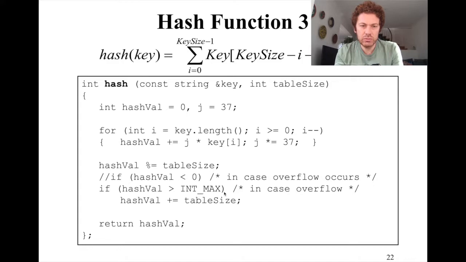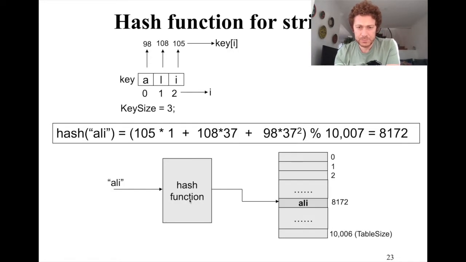If I overflow like this, then I just use a predefined value like table size. Okay, it's plus equal, but in case of overflow, you should pick a random slot value basically. So with that function, the key Ali will be mapping to this index.